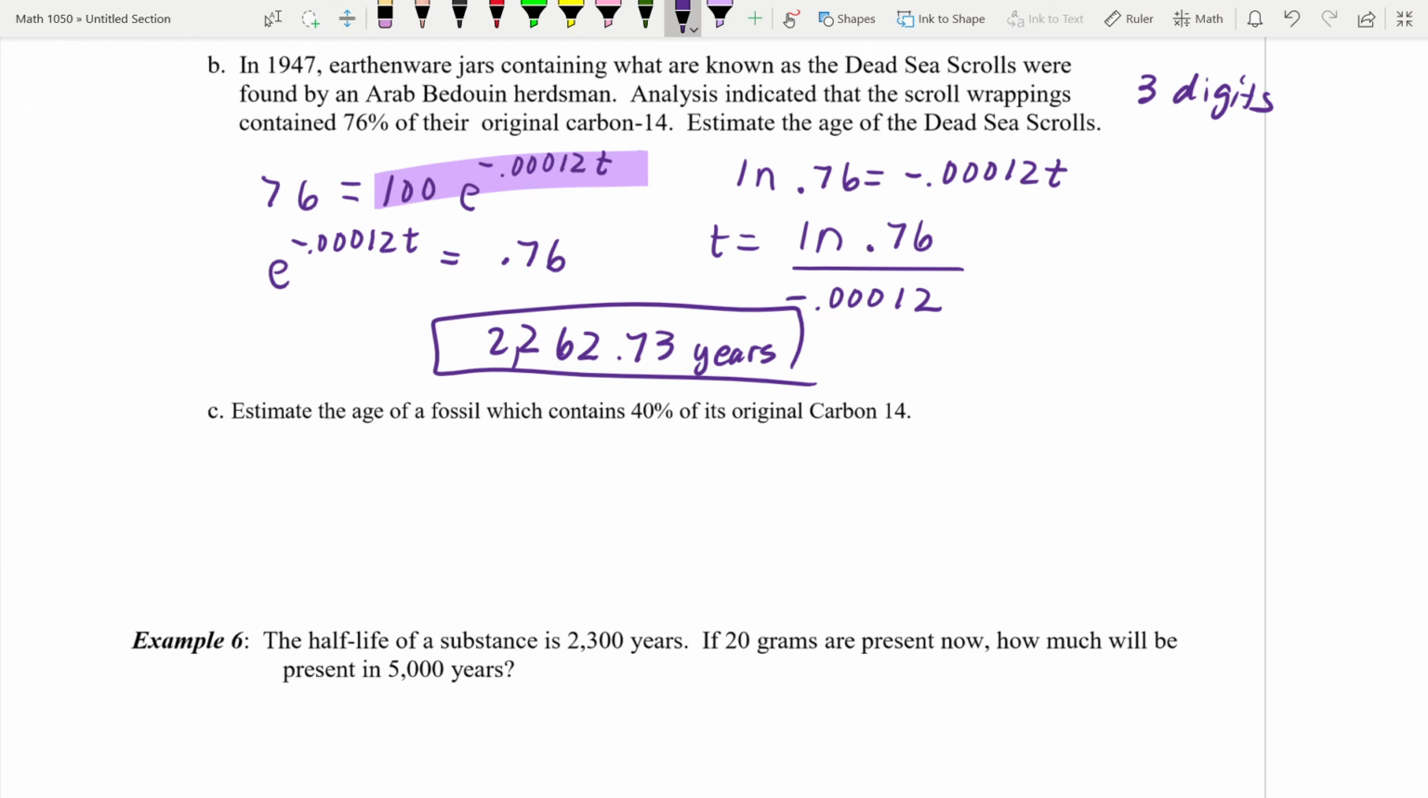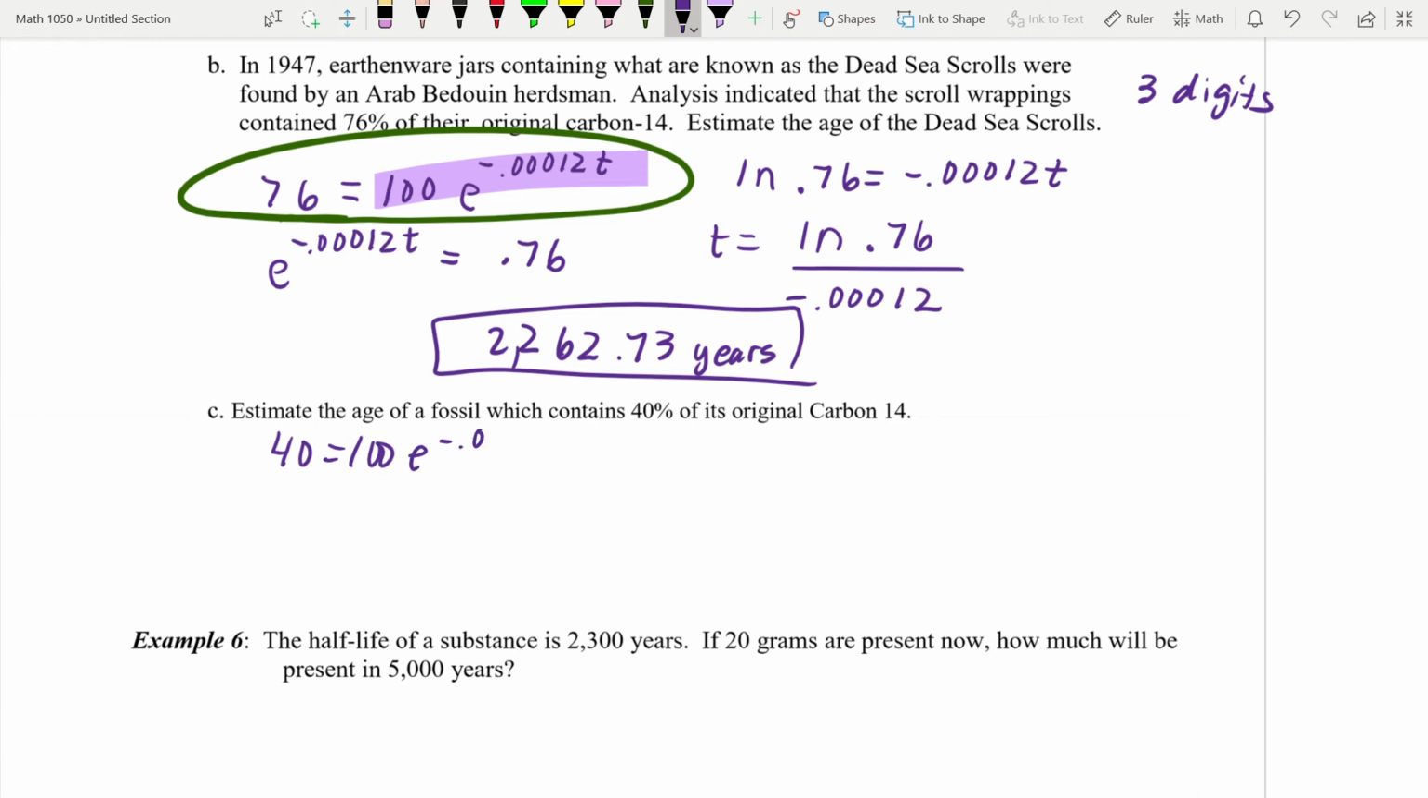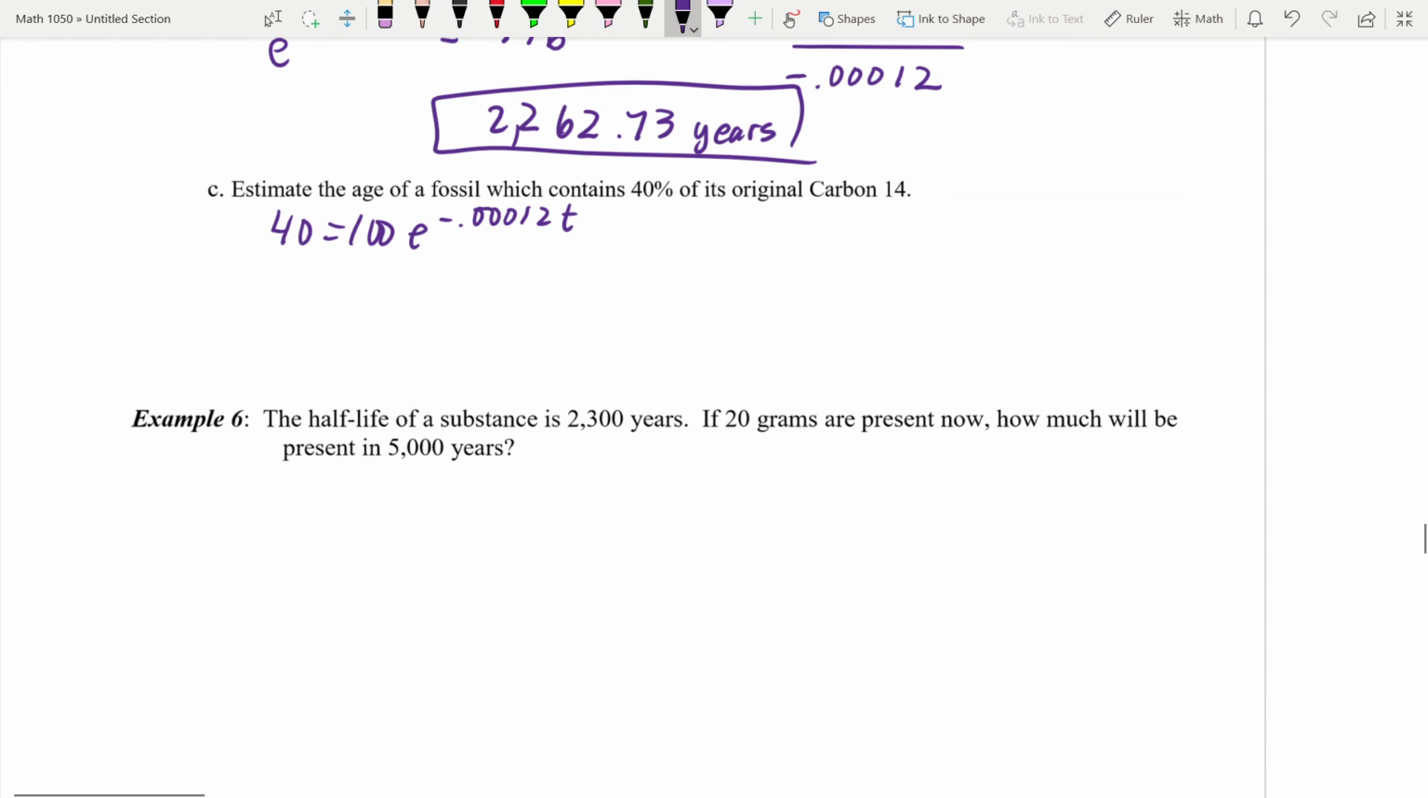Okay, question C. Estimate the age of a fossil that has 40% of its carbon-14. You guys, it's the exact same thing. Look right here. It's the exact same setup, except my 76 is going to be a 40. So everybody go 40 equals 100 e to the negative 0.00012 t. I'm not stuck, so I divide. So e to the negative 0.00012 t is equal to 0.4.